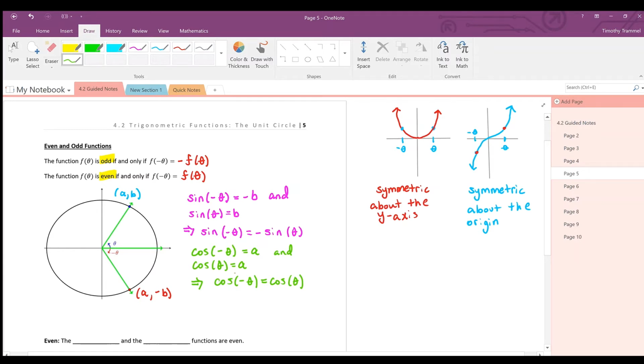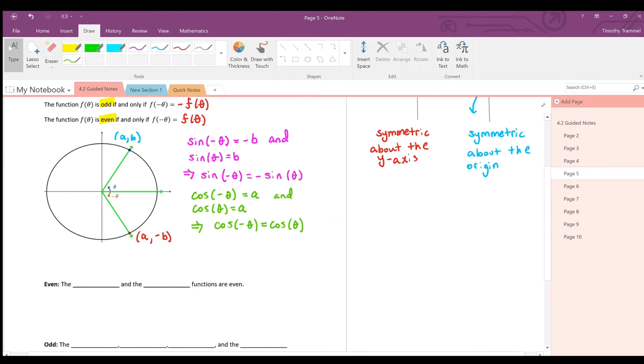What we've done here isn't actually a proof, but if you took this argument and applied it to any of the four quadrants, it would work out. Let's move down here a little bit.